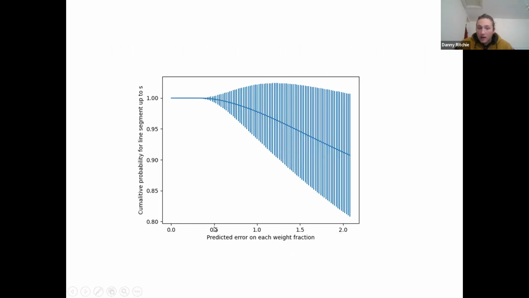So I increase the predicted error on each weight fraction. The rough amount that I normally use is about 0.2, so somewhere here. And then here you see the cumulative probability for the line segment up to S. So 1 is what we want. As you can see, as the predicted error increases, we start to get a sign that the method I've used isn't appropriate. But I believe that while it's still essentially 1, then it's okay.